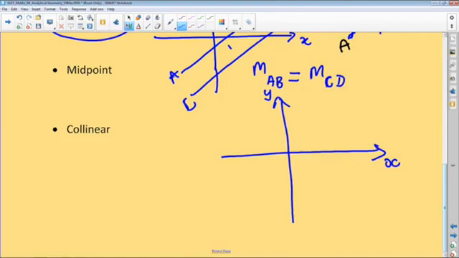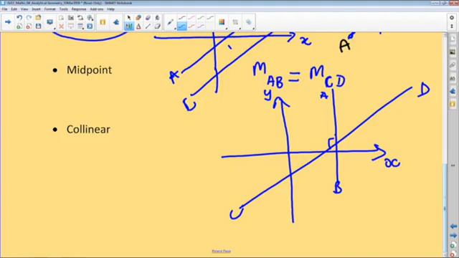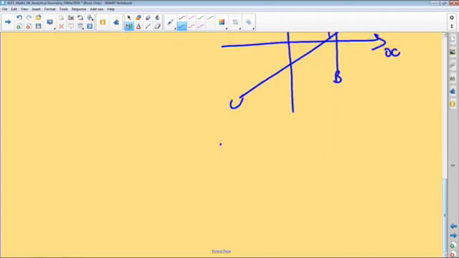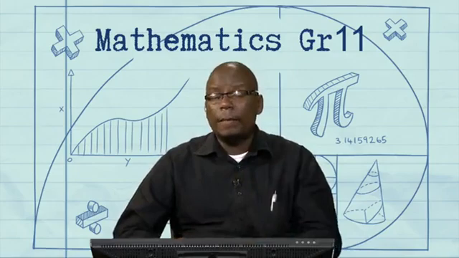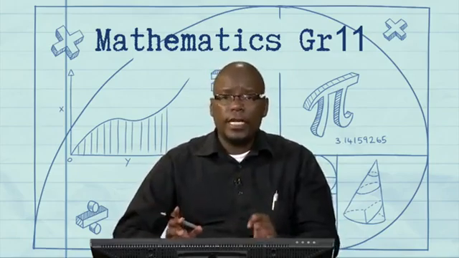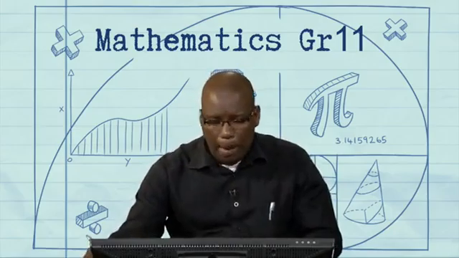For instance, I have a line like this, and then I'll have a line that should be perpendicular to that. So if line AB is perpendicular to line CD, we know that the product of the gradients, gradient 1 times gradient 2, equals minus 1. So you must always note that parallel lines share the same gradient, but for perpendicular lines, the gradient of the first line times the gradient of the second line equals minus 1.